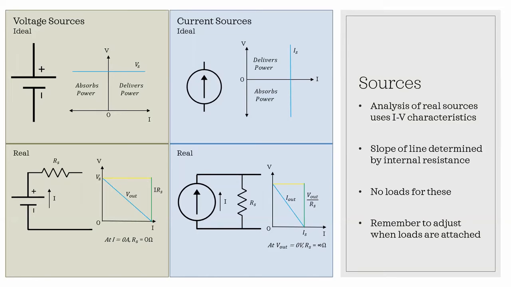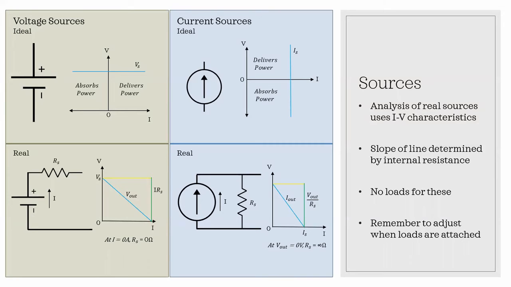Notice that we recover our ideal values when the internal resistor value is 0 for a voltage source, and the internal resistor value is infinity for a current source. This makes a lot of sense because if we have a 0 ohm resistor for our real voltage source, you're not going to lose any voltage going across it.